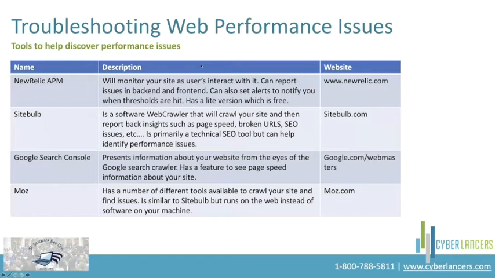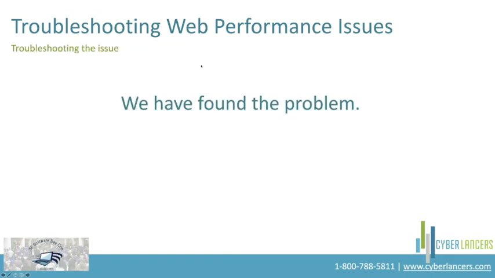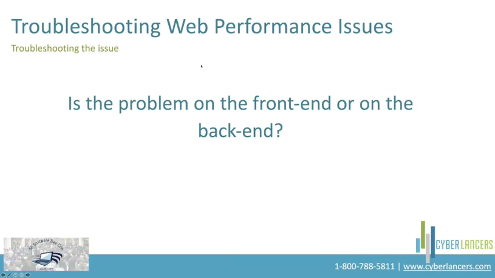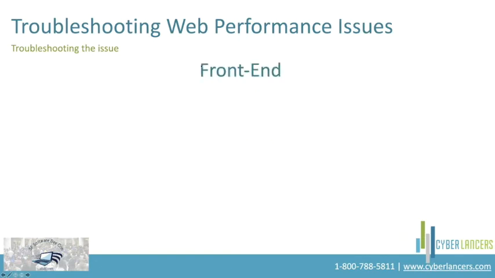In here, I've got some of the tools that we can go to try to figure out where our web performance issues are. For this one, we just went to the site and tested around and found that we had an issue. So we have found the problem. Now the next question is, why is it occurring? One of the things we have to figure out is whether this is a problem on the front end or on the back end, because we're going to approach them two completely different ways.